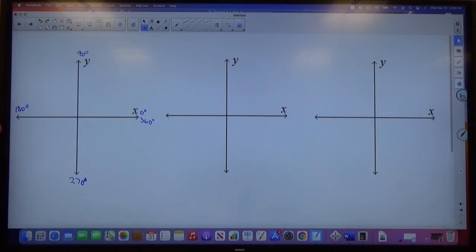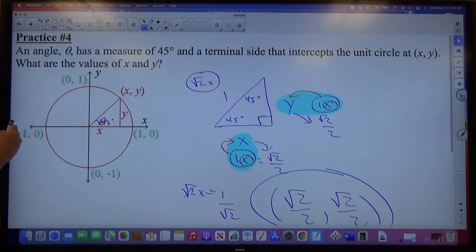Now, going back to the unit circle, this has a radius of 1. What's the circumference of this unit circle? 2 times pi times r, and r is the radius, which is 1. So the circumference of this unit circle is 2 pi radians. All right? 1 full circle is 2 pi radians.